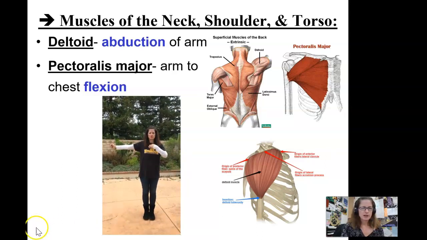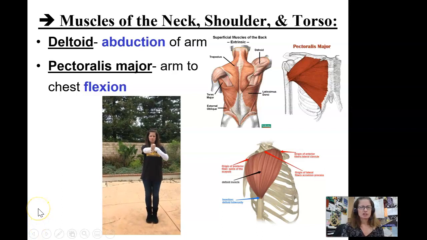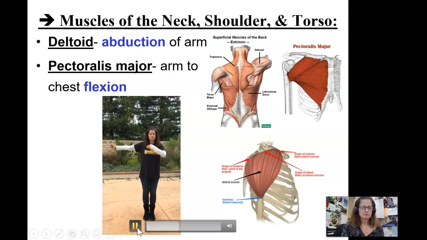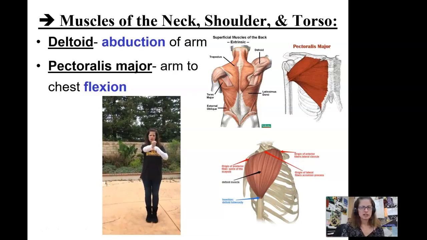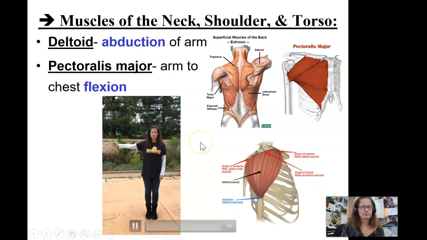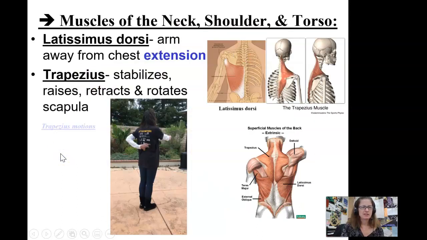Oops, I'm sorry, I am talking. That says arm to chest flexion. I forgot to turn the video on for my recording. So what I said was pectoralis major, arm to chest flexion. Now you get to see it twice. You can see that when this guy contracts, he's going to pull the humerus in, and so you're getting flexion because you have a smaller angle right there.